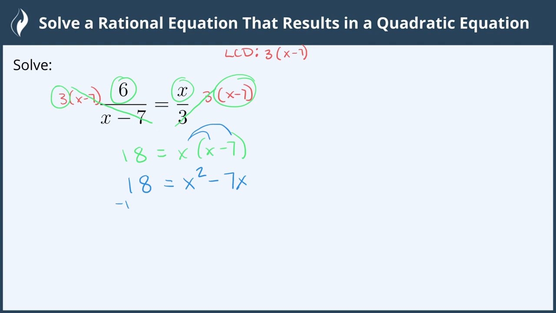So I'm going to subtract 18 from both sides, giving us 0 equals x squared minus 7x minus 18. Now we have a quadratic, and we know how to solve those by factoring and then using the zero product property to set each of the factors equal to 0. So let's look for factors of 18 that will add together to give us 7. The factors of 18 are 1 and 18, 2 and 9, 3 and 6.